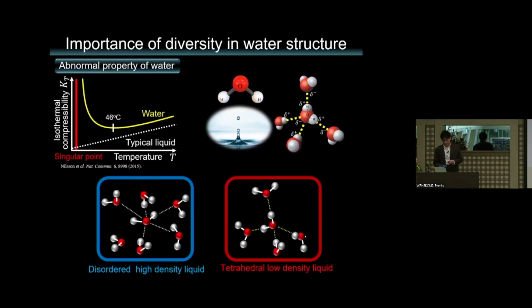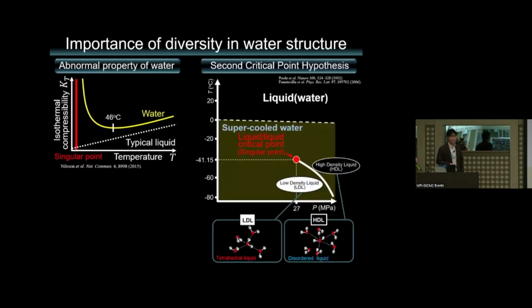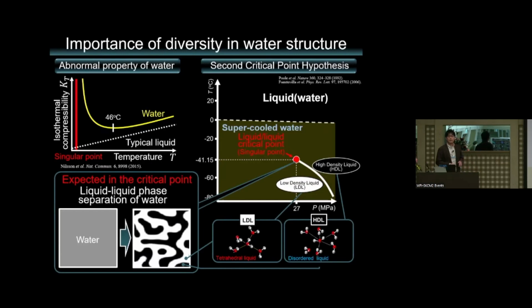Here I briefly introduce the leading hypothesis to explain the origin of the unique properties of water. The hypothesis is the second critical point hypothesis. In this hypothesis, the origin of the unique properties of water can be explained by assuming a second critical point where water is separated into low-density liquid and high-density liquid. And to confirm this hypothesis, direct observation of the liquid phase separation of water is very important. However, no one has observed this liquid phase separation of water.